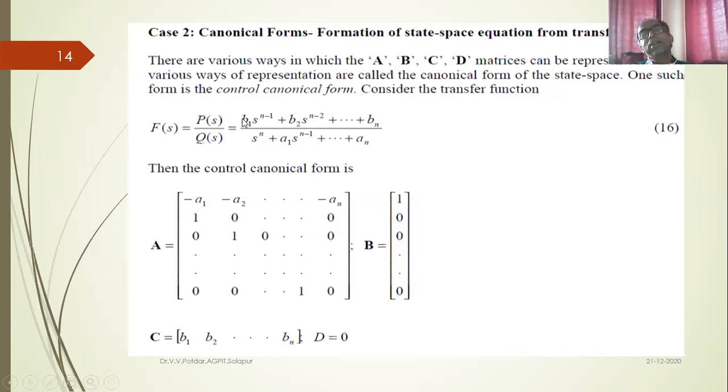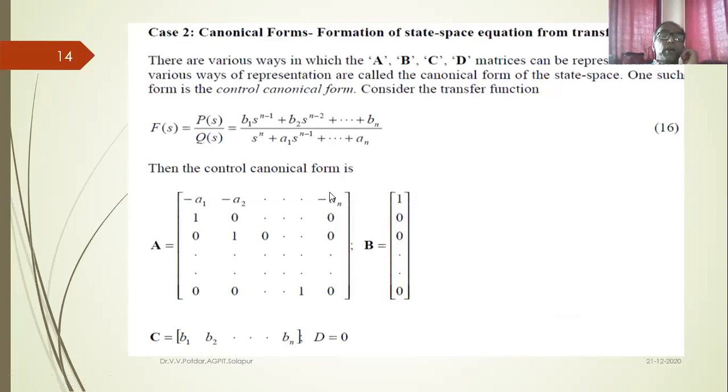We have to arrange the numerator in decreasing order of powers. In the denominator also I have s to the power n plus a1 into s to the power n minus 1 plus dot dot dot an. So s square plus 4s plus 15, like that I have got a transfer function. I have to identify the coefficients of the numerator and denominator. My objective is to convert this transfer function into state space equations.